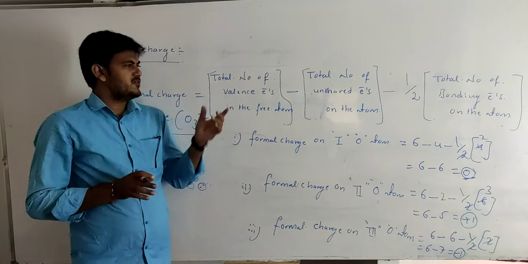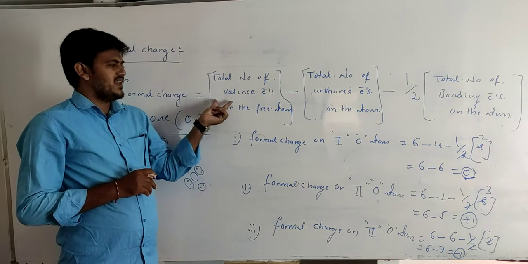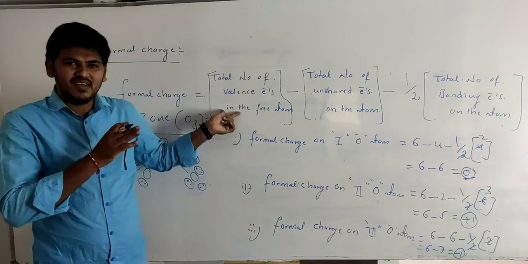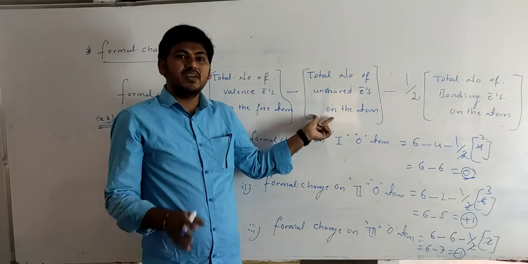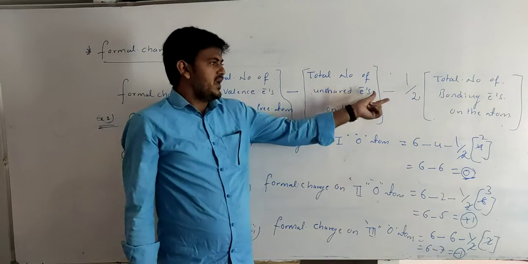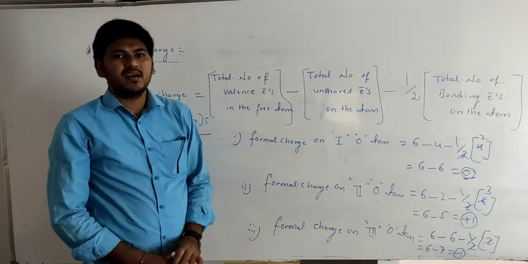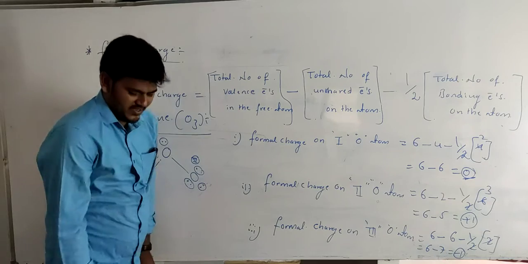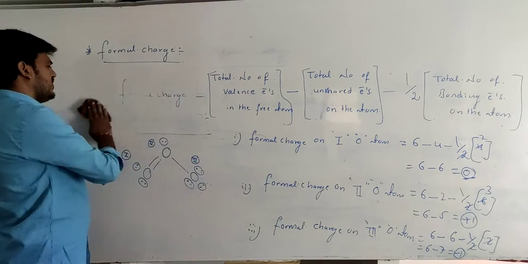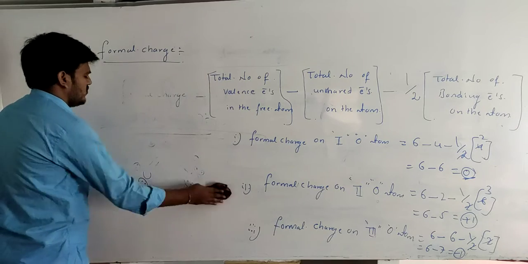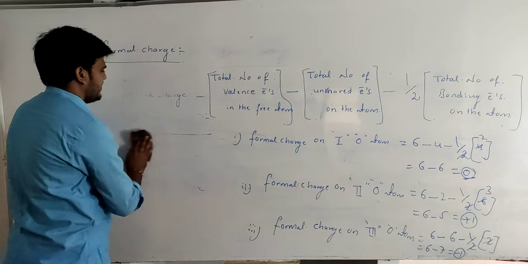First of all, the principle is important. Total number of valence electrons in the free atom: valence is always equal to the group number. Next, total number of unshared electrons on the atom. Unshared means non-bonding electrons. Next, half into total number of bonding electrons on the atom. So this is formal charge. Example 1 phosphine, example 2 ozone. So the formal charge topic is completed.